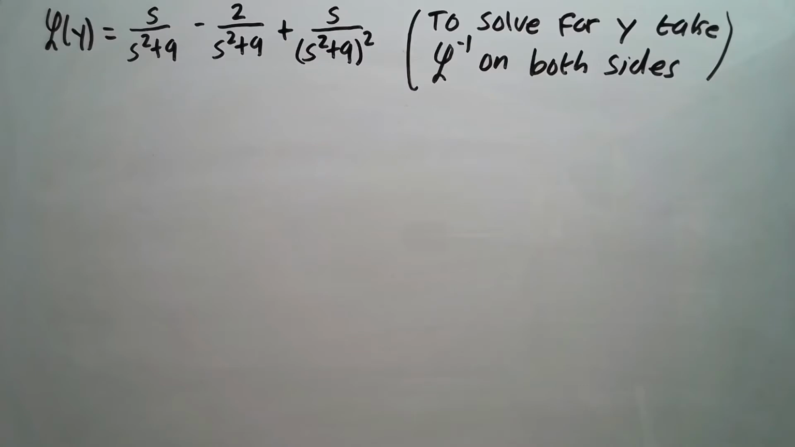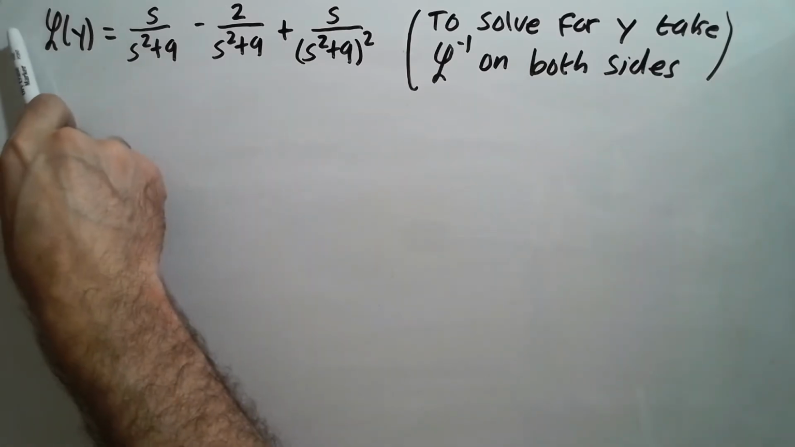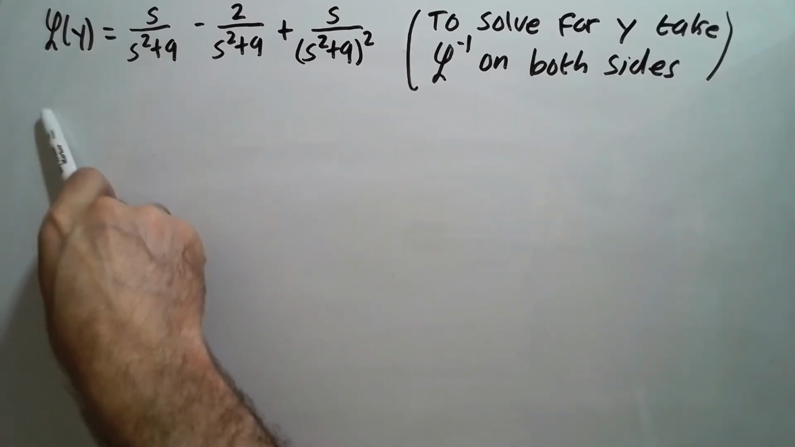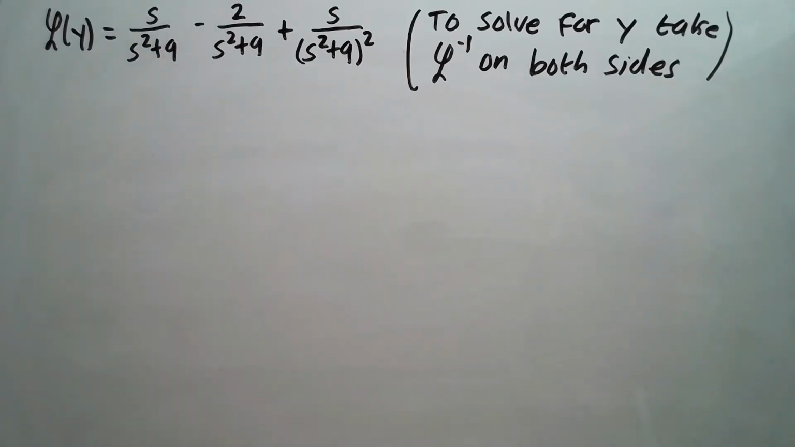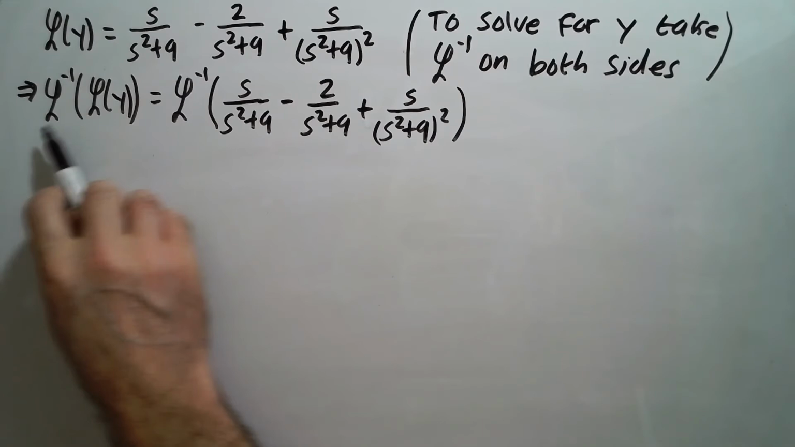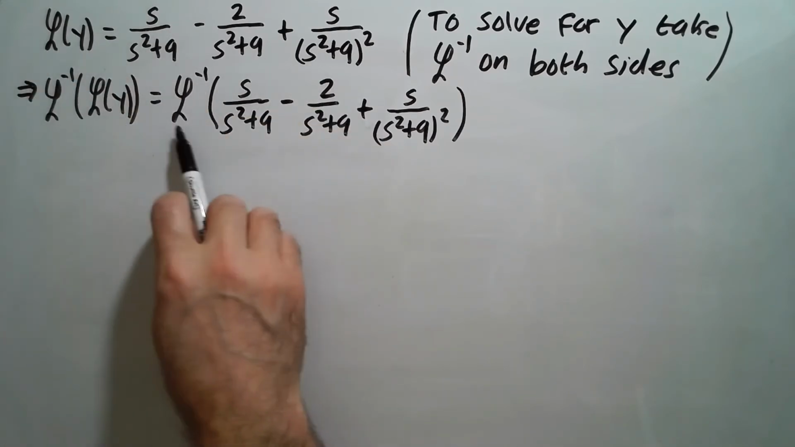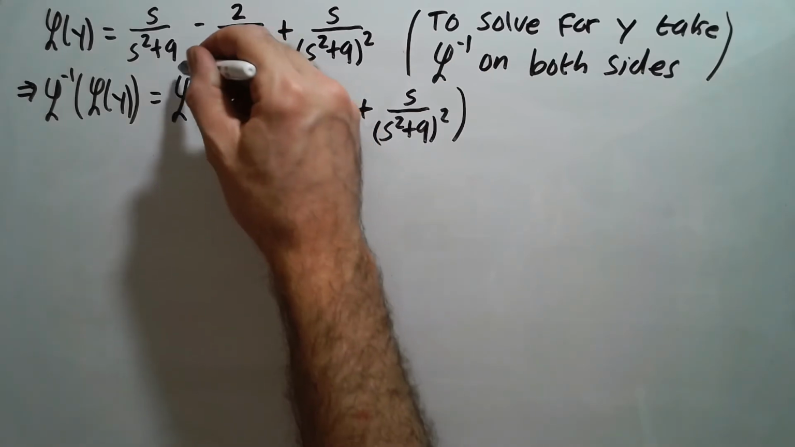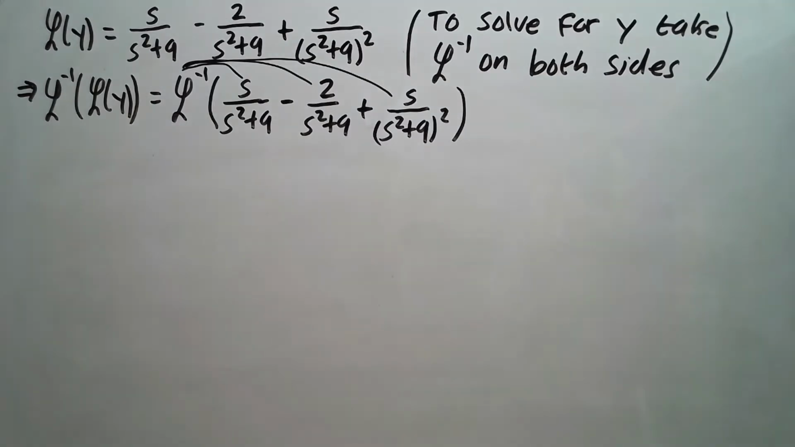Okay, so we have it here. So we want to solve for y now. So we're going to take Laplace inverse on both sides. So the Laplace inverse of Laplace of y would just be y. So you just have y on this side, and you have Laplace inverse of each of these terms. I'll show all the steps here. So taking Laplace inverse on both sides, the Laplace inverse of Laplace of y would just be y here. And Laplace inverse is a linear operator also, so it will go in like this to each of these. So simplifying this, we get then.